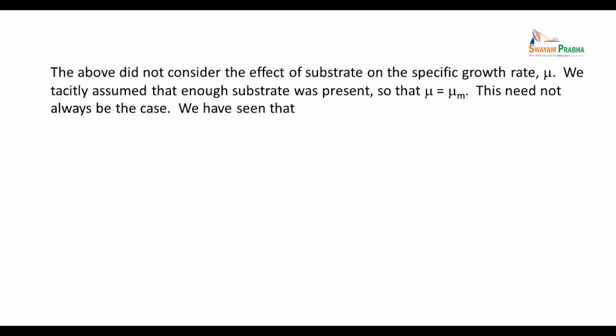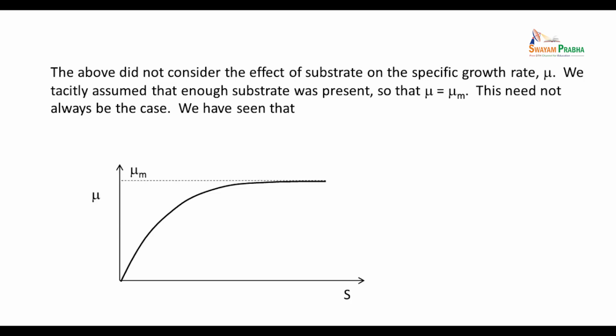The initial analysis, what we have done so far, did not consider the effect of substrate on the specific growth rate mu. We had tacitly assumed that enough substrate was present so that mu equals mu m. You know, mu versus S: mu changes when the S changes in the initial stages and then reaches a constant value, or an asymptotic value mu m, when the substrate concentration is above a certain level. We assumed that we always had enough substrate so that we were always at mu m for the specific growth rate. This need not always be the case.